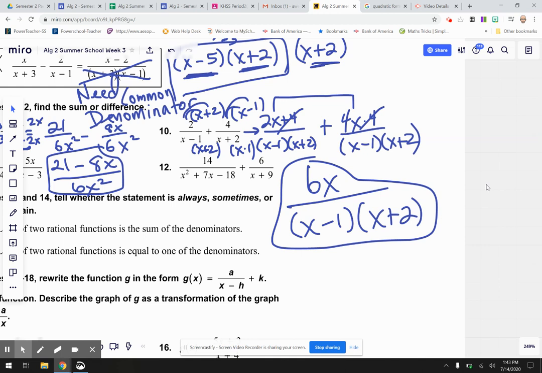So 11 is just the same as 10, so let's look at 12. You don't have to write number 11 on your notes, you'll just do it when you get to practice B. So let's look at 12.